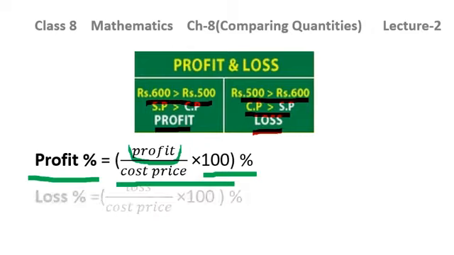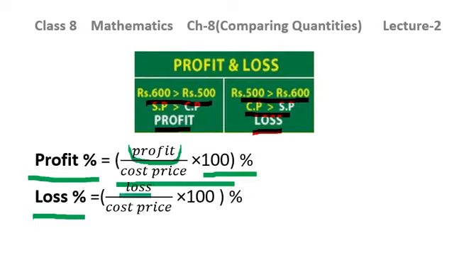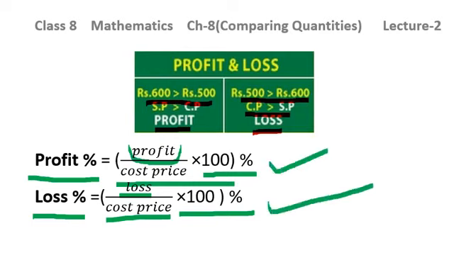Let us see the formula for loss percentage. Loss percentage will be loss over cost price, that is CP, into 100%. So to find profit percentage, you use this formula, and to find loss percentage, you use this formula. Profit percentage is given by profit over CP into 100%. Loss percentage is given by loss over CP, that is cost price, into 100%.